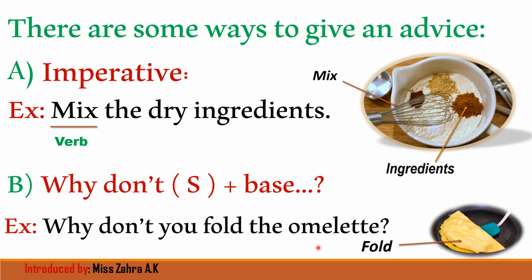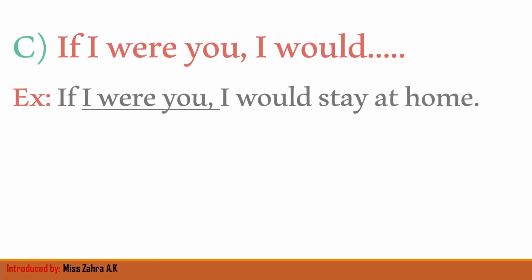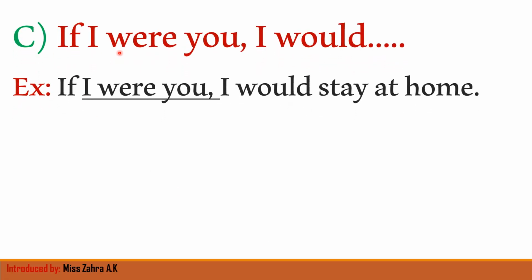So the first one it is imperative and the second why don't subject with verb base. So what about the next? We see if I were you I would. If I were you I would. الأسلوب الثالث بعد should وهو if I were you، لو كنت مكانك I would. If we notice this way it is second conditional، إذا ننظر لهذا الأسلوب هو second conditional حالة ثانية لإف الشرطية.